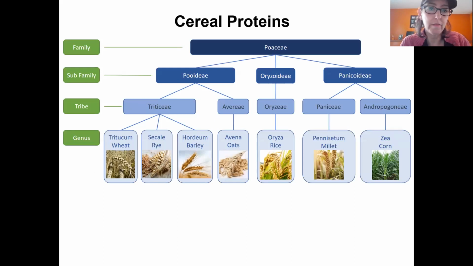This is just FYI, the family, subfamily, tribe, and genus of different cereal grains. We're going to talk a lot about wheat. We're going to talk a little bit about corn, and not talk much about the rest.